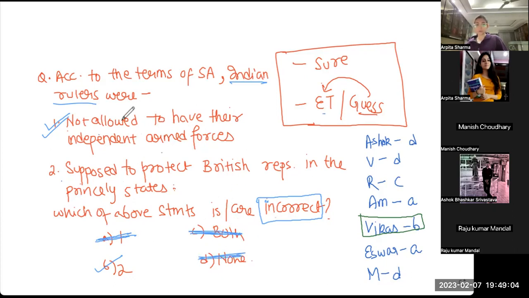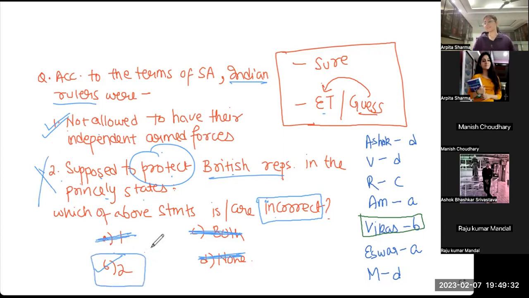Why? Because we know the second statement says they are supposed to protect British representatives in princely states. When the armed forces will be managed by the Britishers, that means the Indian rulers have nothing to do, they just have to sit and pay money to the British representatives. So how will they protect the British representatives? They have to obey the British representatives, not protect. Second statement is incorrect. B is the correct answer.